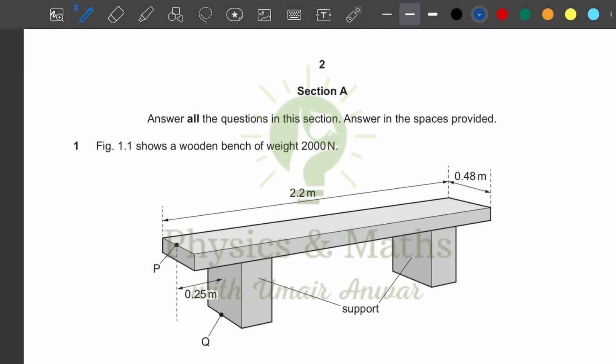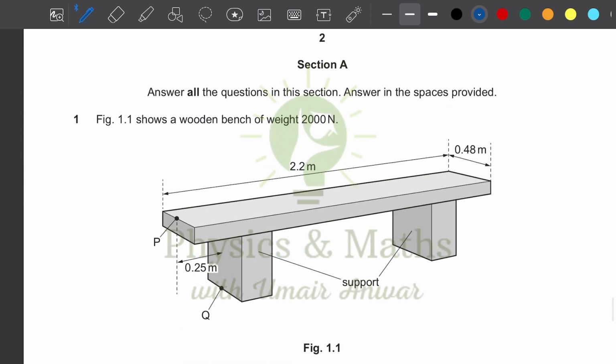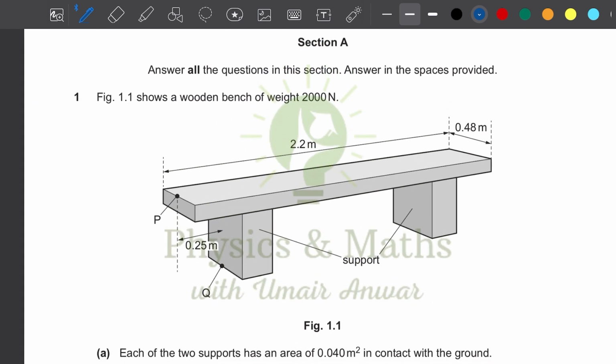Welcome to this tutorial. In this tutorial, I'm solving question number 1 of paper 2-1 of the October-November exam series of 2021. The question says figure 1.1 shows a wooden bench of weight 2000 Newton. So there is a bench given in the question and the weight of the bench is 2000 Newton.